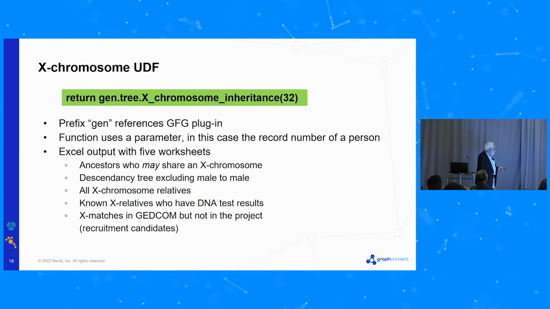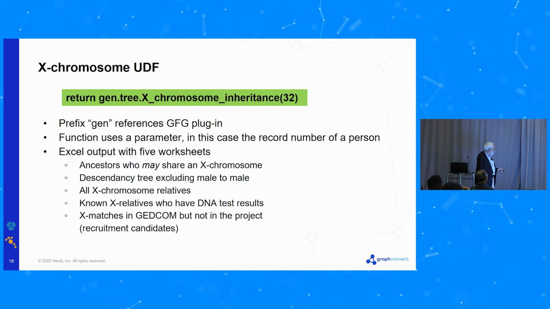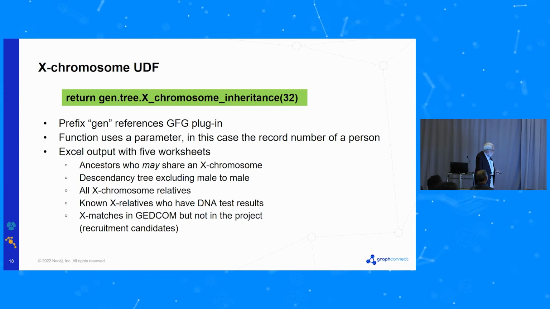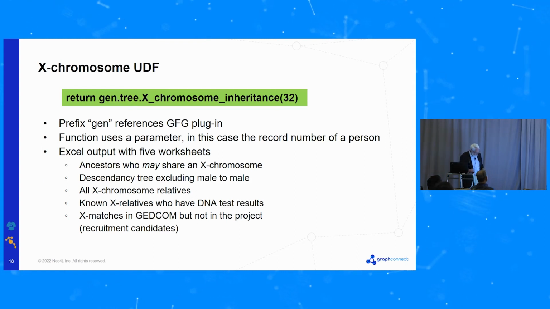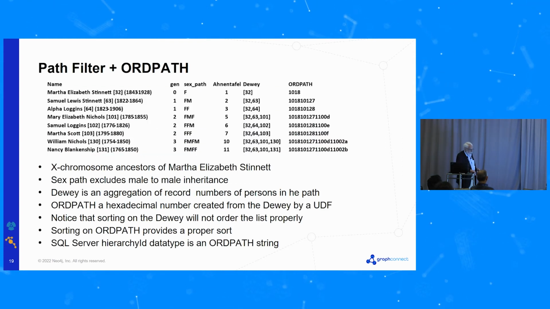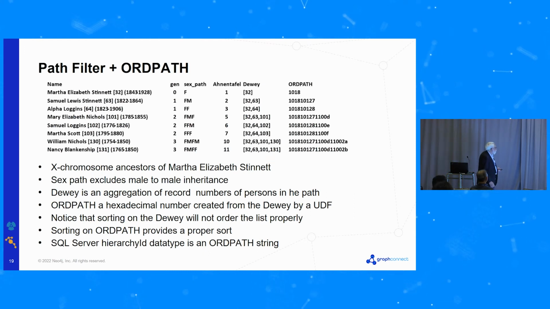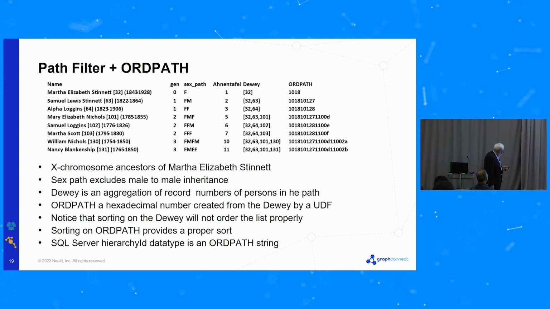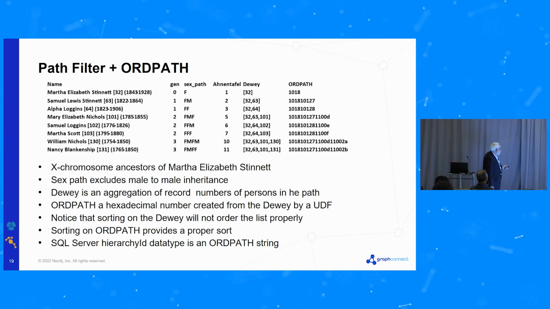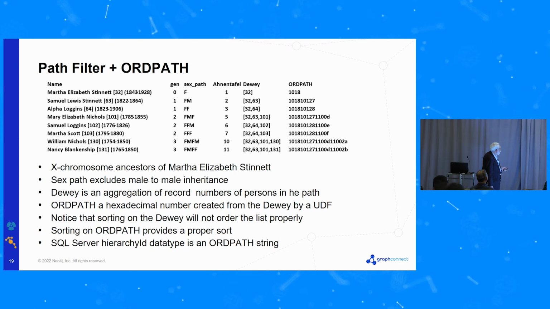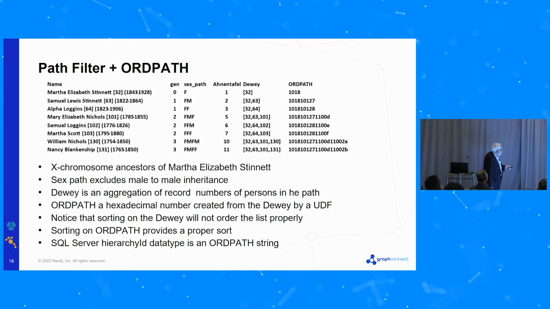So you get the ancestors who share the X chromosome, the descendants who do, all of the people there, and then a couple of other things that we throw in there as well. Just to illustrate how that works, here we have my great-great-grandmother up here, and these are her ancestors. The numbers in the brackets are the record numbers from the GEDCOM. So those are accumulated. We can do that, and we can create an Ahnentafel using the gender.